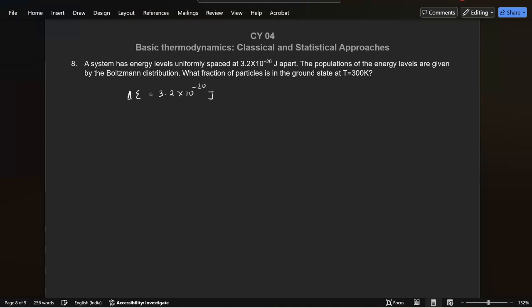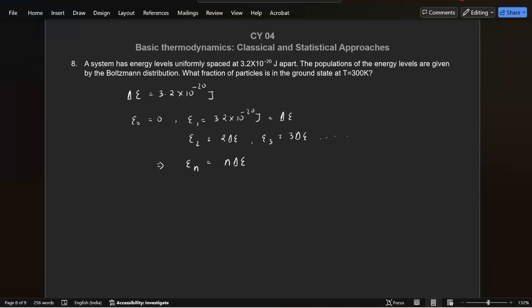So let's assume E0 is equal to 0, which means E1 is going to be equal to 3.2 × 10^-20 J, which is nothing but delta E, 1 delta E. Then E2 is going to be twice of this, 2 delta E. Then E3 is going to be 3 delta E, and so on and so forth. So the energy of any given level is going to be N delta E. Fine. So this is our formula.